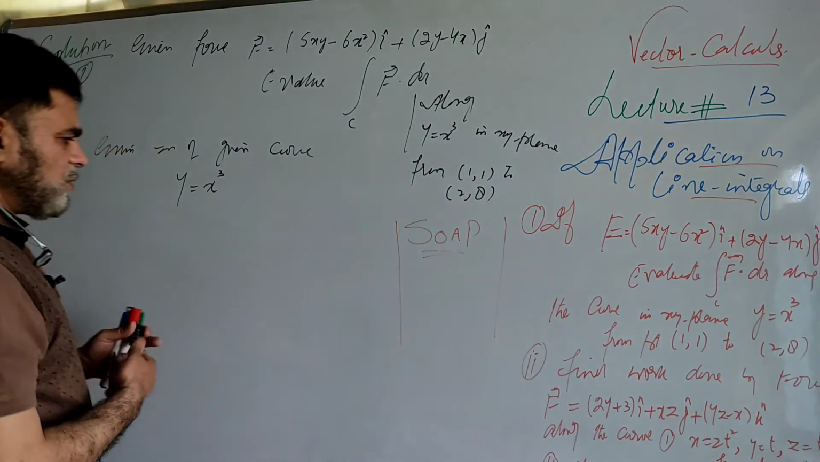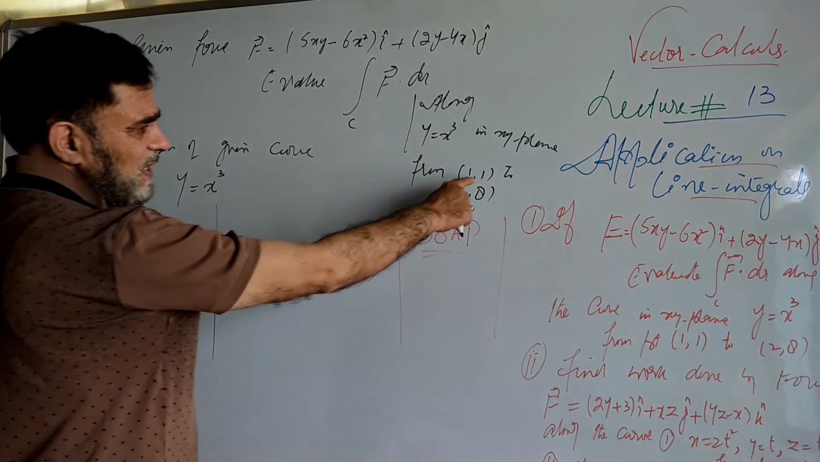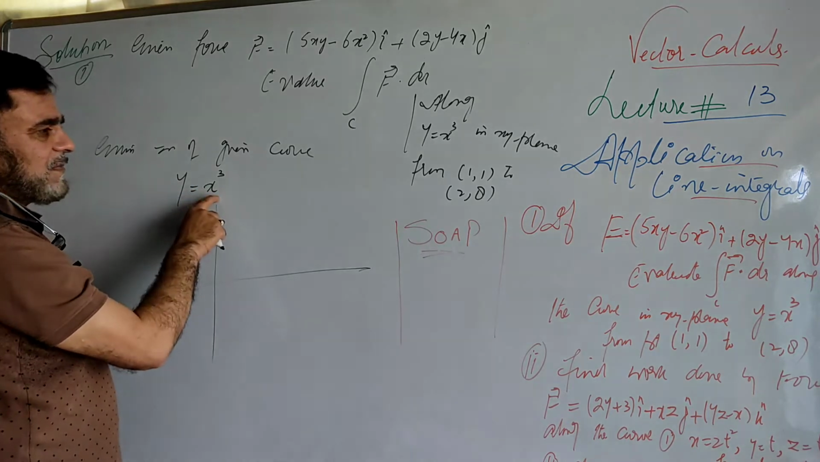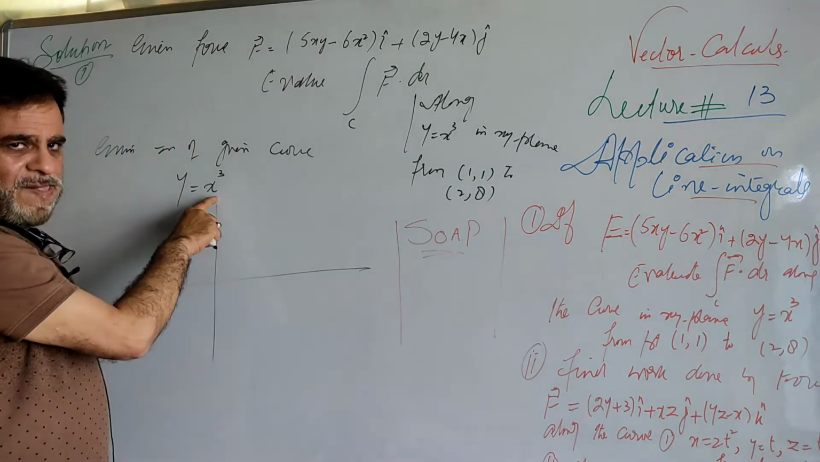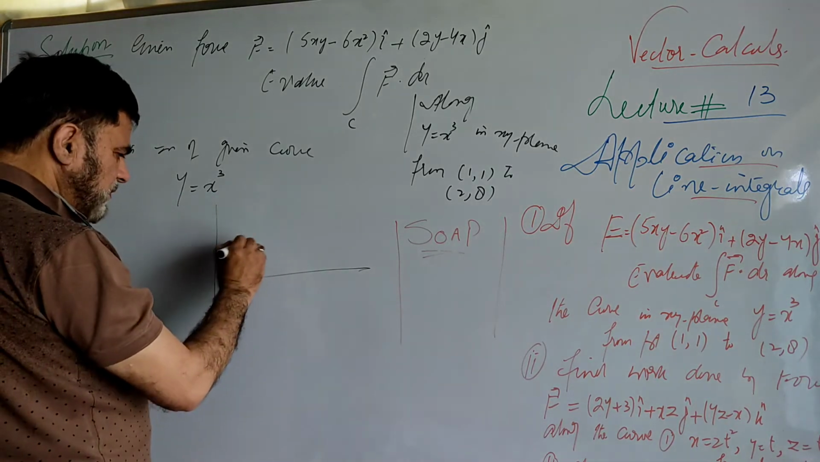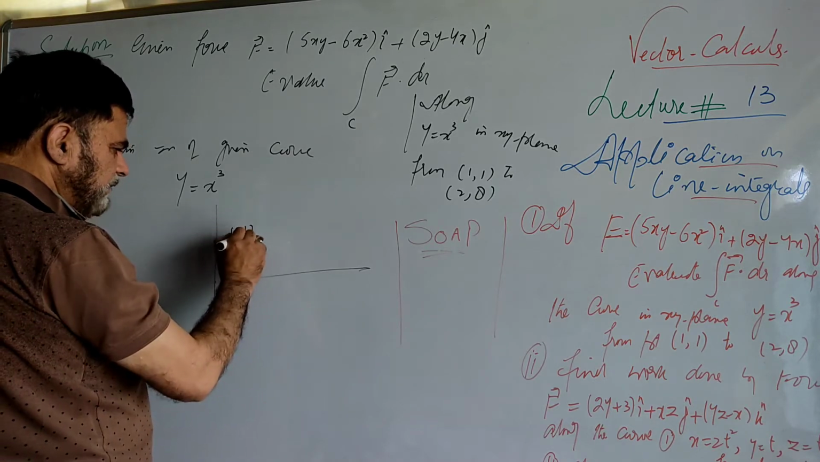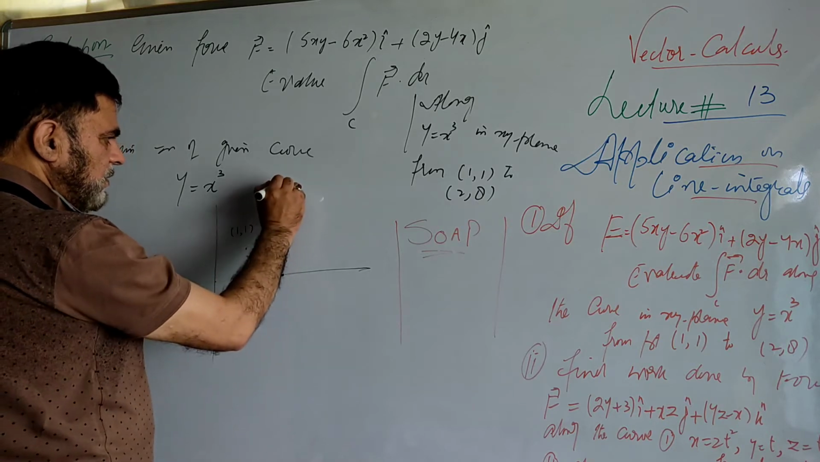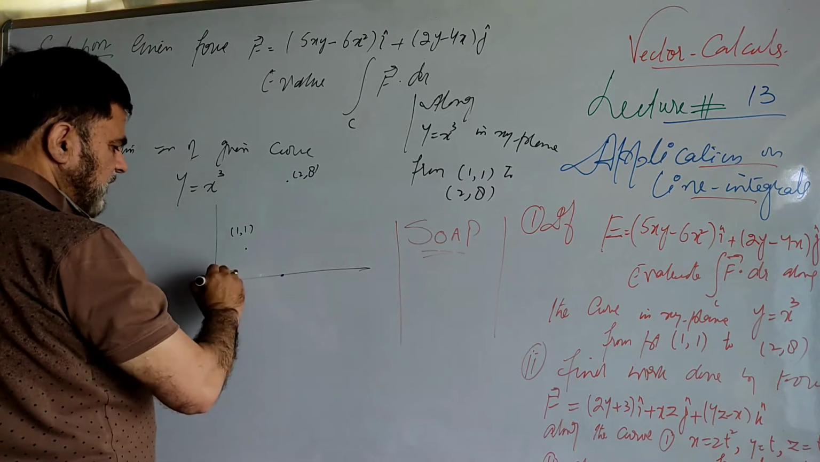If you assume this way, since this passes through the origin, (1, 1) satisfies it. And (2, 8) also satisfies it. When you put x equal to 2, you will naturally get y equal to 8. So suppose this curve goes like this: this is (1, 1), and suppose this is (2, 8), the curve is like this.